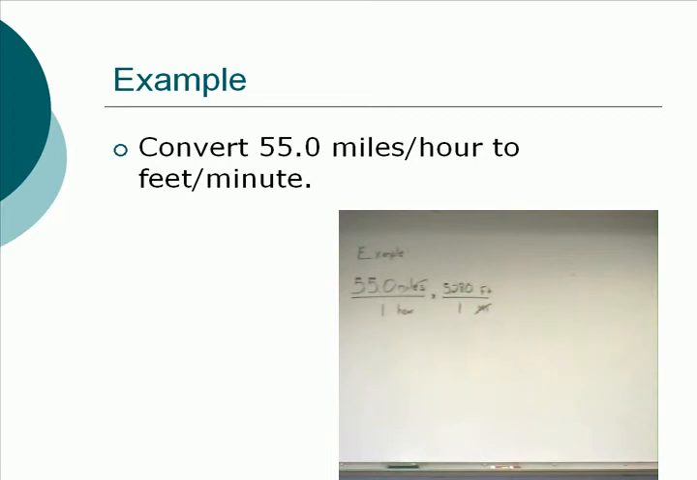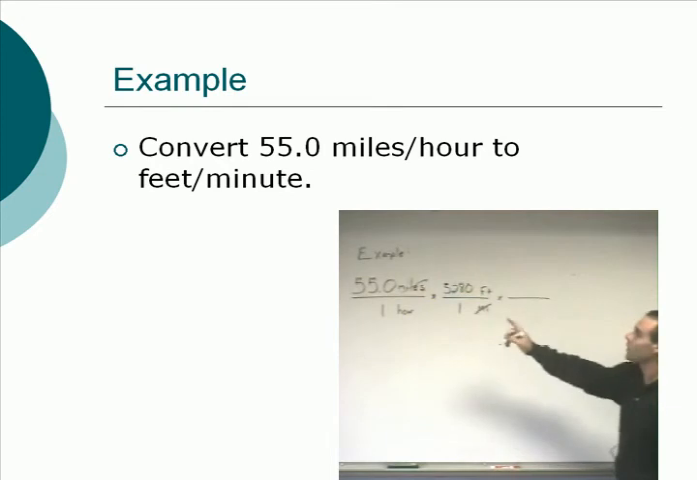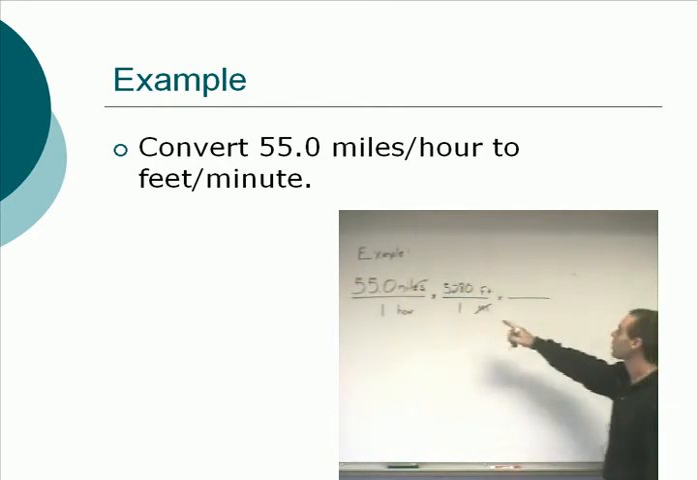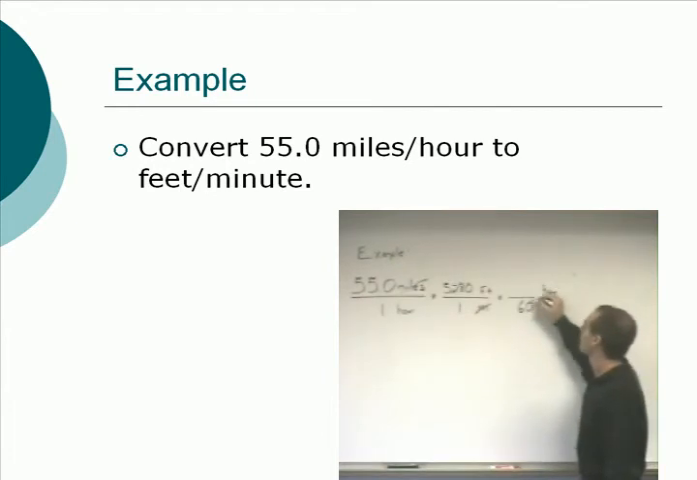What units would you have if you had to quit right now? You'd have feet per hour. Okay, so we're halfway there. But we don't want to quit there. Now we want to get rid of the hours and make it feet per minute. So where is the hours going to have to go in this next conversion? It's going to have to go on the top. 60 minutes in 1 hour.